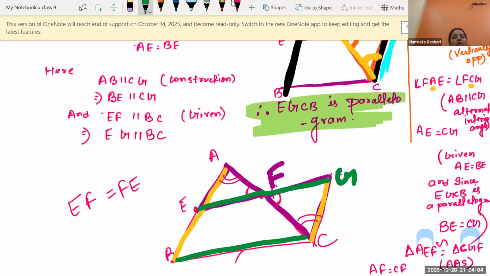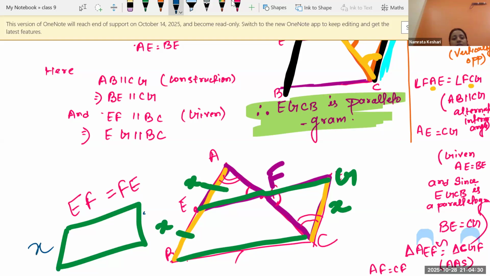Since it is a parallelogram, opposite sides are equal and parallel. Now we know due to the given condition that AE and BE were the same. If this is X, this is X. And due to the parallelogram condition, opposite sides of the parallelogram must be equal in length, so this will also be X. Because it's a parallelogram, this is X, then this will be X. And due to that, we can say CG and AE are equal. We are done with congruency, and we can say we are done with the proof.